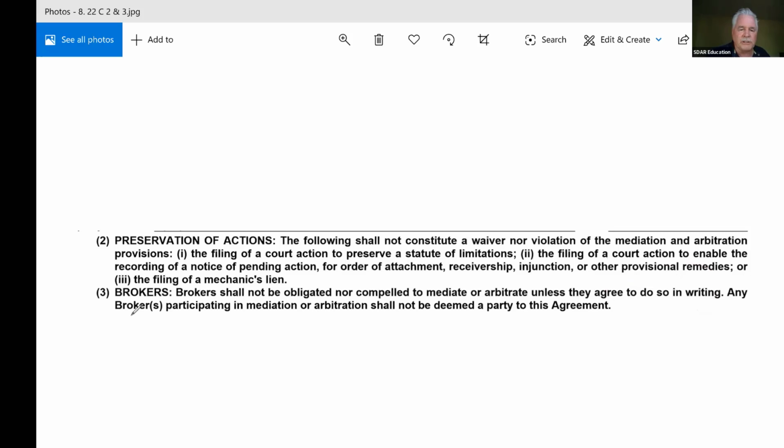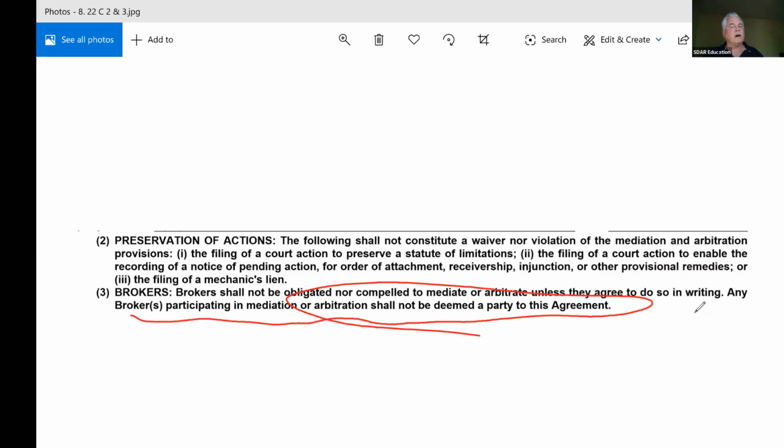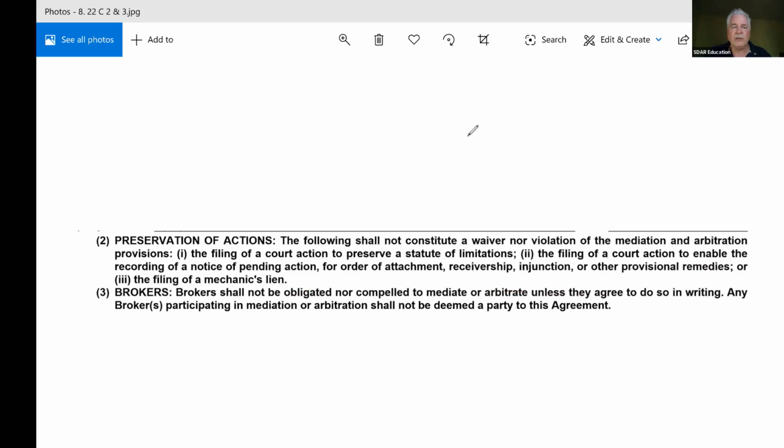Okay, any broker participating in mediation or arbitration shall not be deemed to be a party to the agreement. So even though you agree to attend the event or agree to participate in the arbitration or the mediation, it still doesn't make you party to the contract. You're only there to defend your other rights and your interest in the case. So again, you are not a party of the transaction, so therefore you should not be a party to the lawsuit between the parties. But you always want to run that risk.